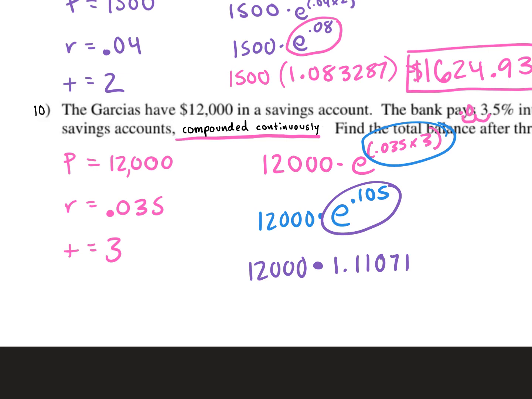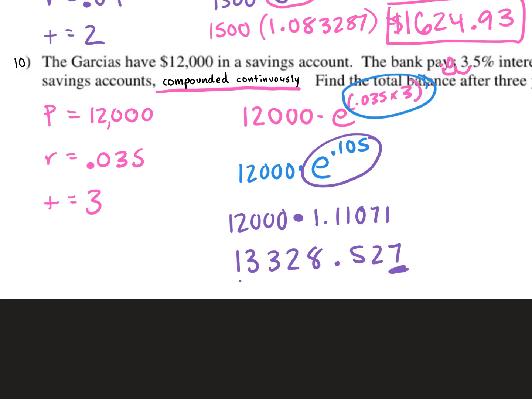And then the last step, multiply by 12,000. So we should get 13,328.527, but the 7 means that we do what? Round up. So 13328.53. Because since 7's greater than 5, we round up.